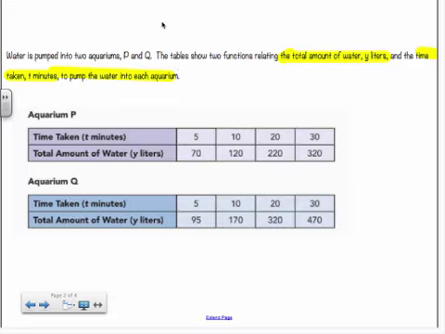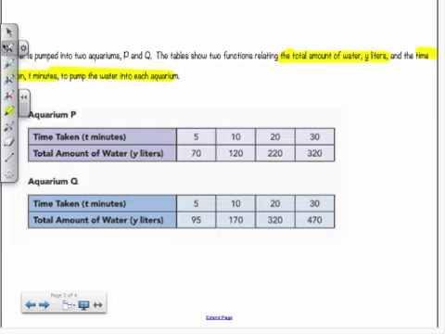All right. Now, before I do anything, I want to know if my functions are going to be linear or nonlinear. So what I'm going to do is I'm going to see what the rate of change is for each one of my functions. So right here, this is going up by 50, and this is going up by 5. So the rate of change is 50 over 5, which is 10.